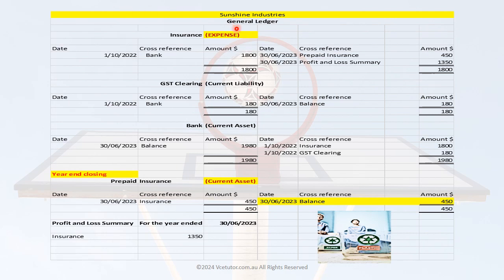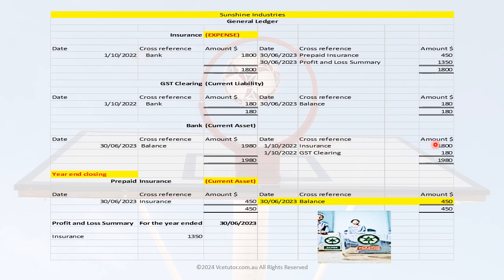This is the slide we have already seen in Sunshine Industries in the general ledger. The entry that we have seen earlier in insurance as an expense account when it was paid on 1/10/2022, 1800 was paid. That appears in the bank as current asset on the credit. 1/10/2022 insurance is credited 1800.